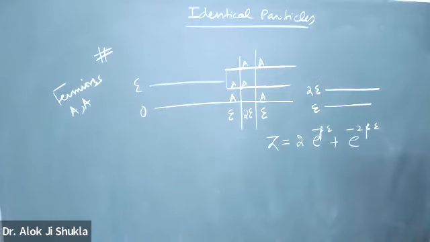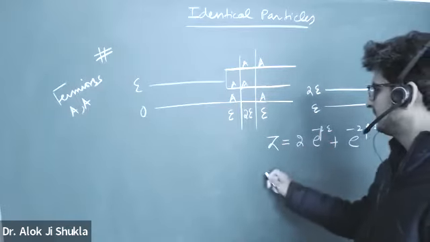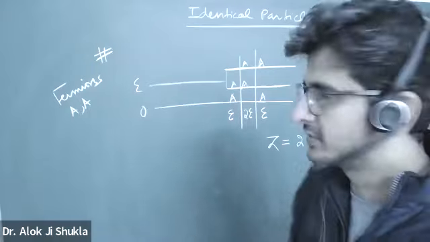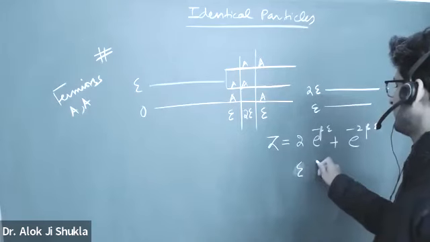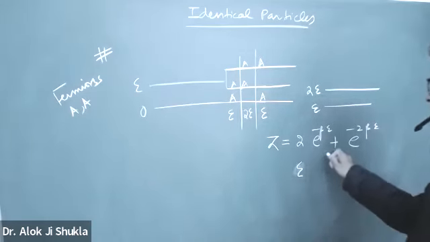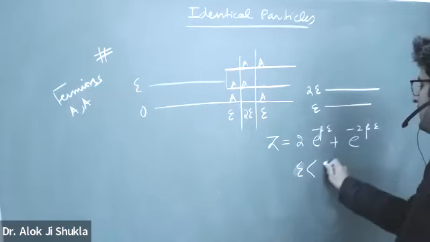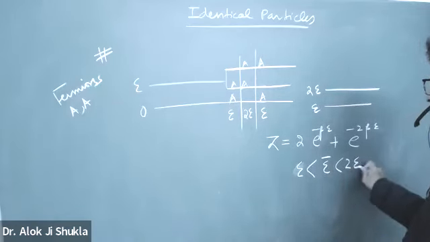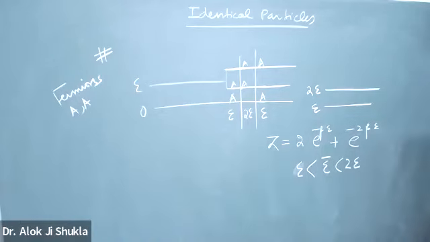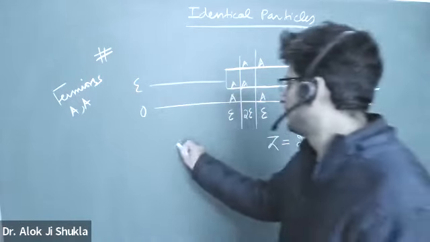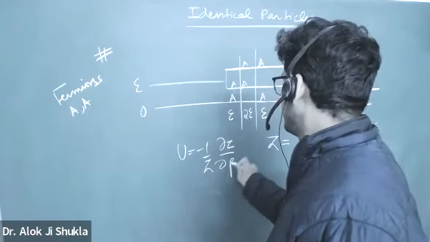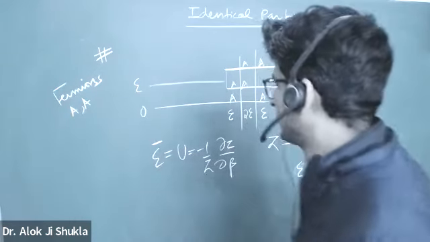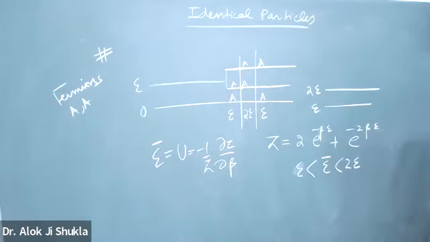Yes, sir. And what will be the average energy? You can calculate it from the partition function. Obviously, the average energy will be between E and 2E: a little bigger than E and smaller than 2E. You can calculate it using the partition function. You know the formula: U is equal to minus 1 by Z, del Z by del beta. This is what is called the average energy. Okay. Did everyone understand this?